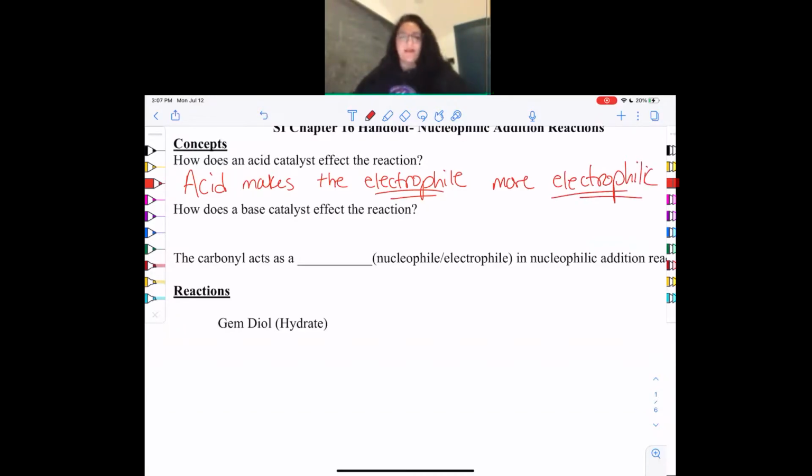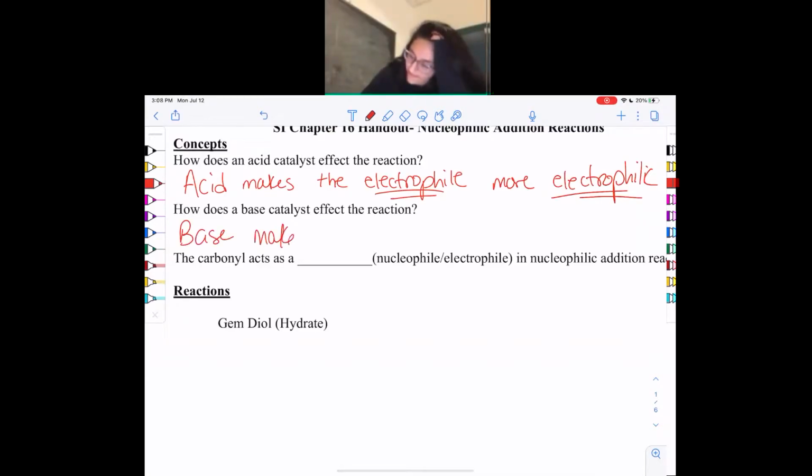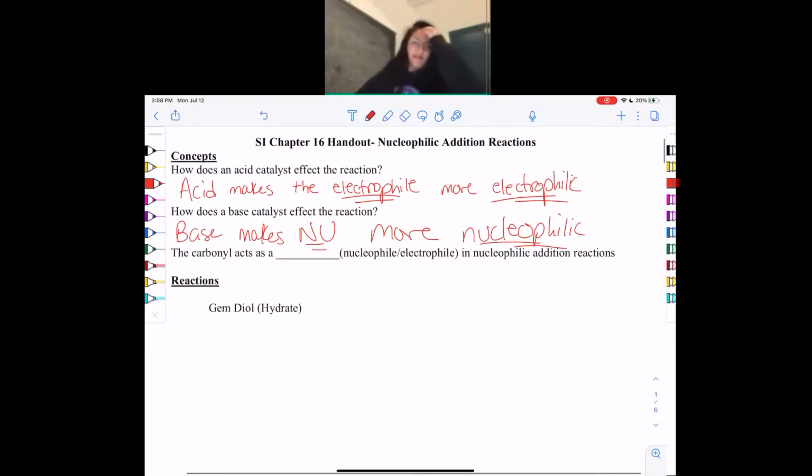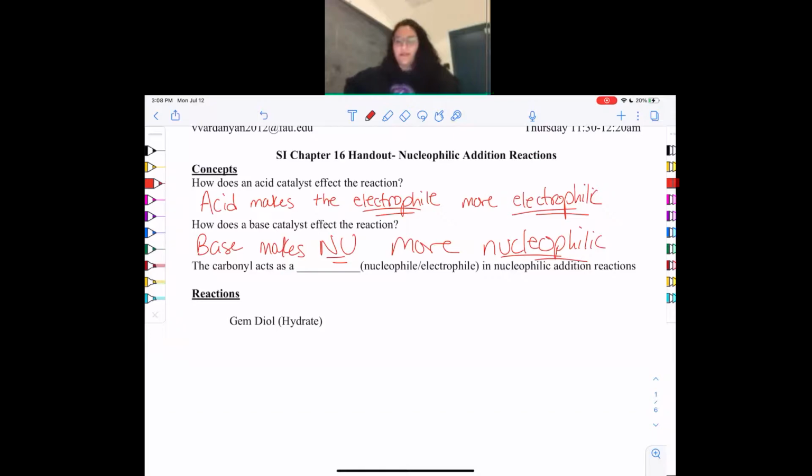So then, does anyone want to take a guess at how the base makes the reaction go faster? Yes, it makes the nucleophile more nucleophilic. And I'm going to say NU because that's a lot of writing. Yay! All right, so again, I'm going to zoom out just a tad so you can see this together. I am going to ask you about a million times this semester. How does the base affect the reaction? How does the acid affect the reaction? And I want you to tell me the acid makes the electrophile more electrophilic, the base makes the nucleophile more nucleophilic.